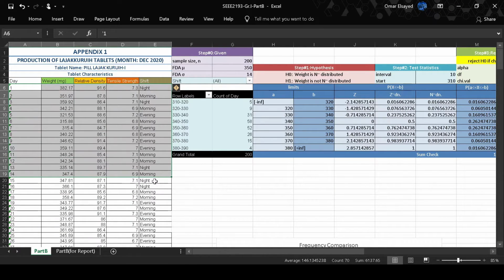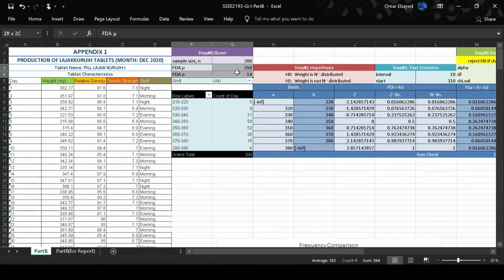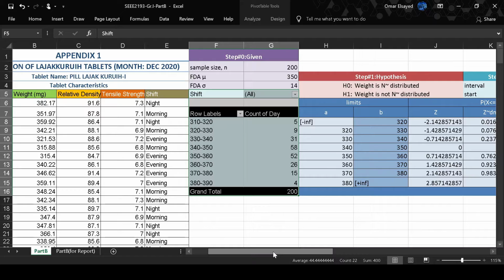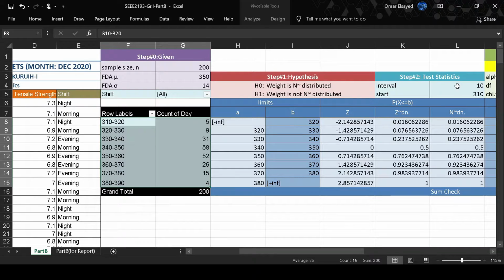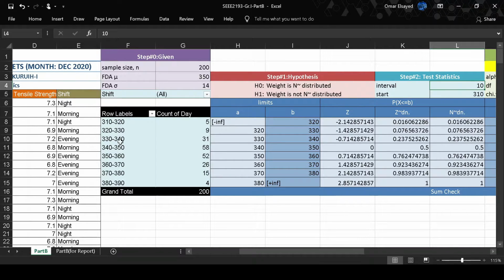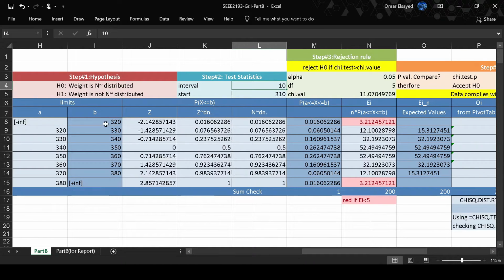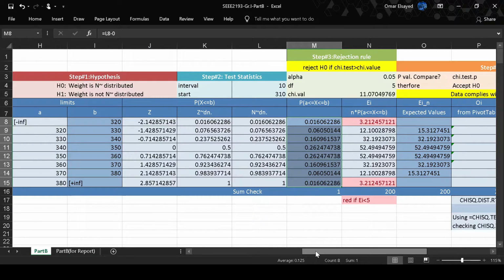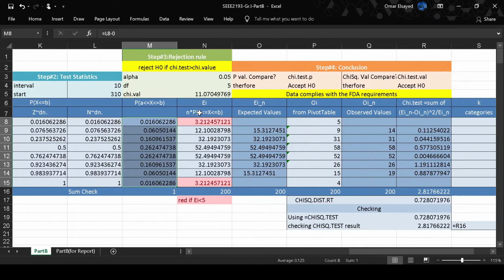As we can see here, this is our data. So we first specify the requirements by the FDA, and then we produce the pivot table to produce several categories with an interval of 10 milligrams, and then we calculate the probability of each category, as we can see here in this column M, and then we calculate the expected values that the distribution should follow.